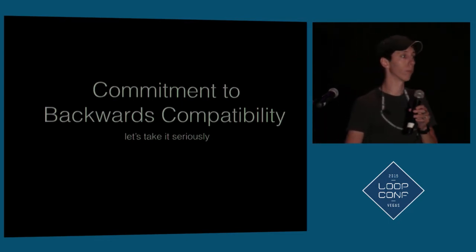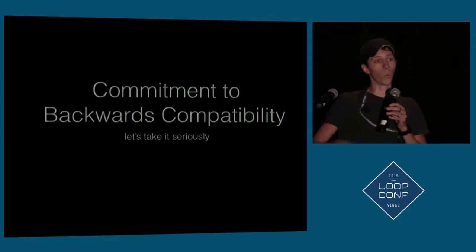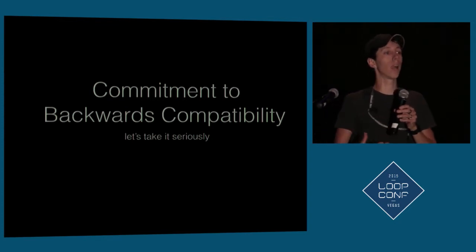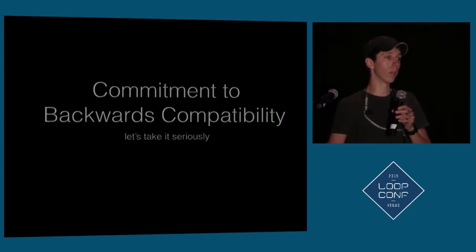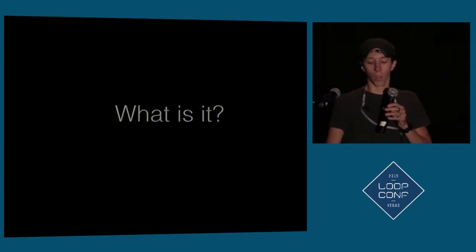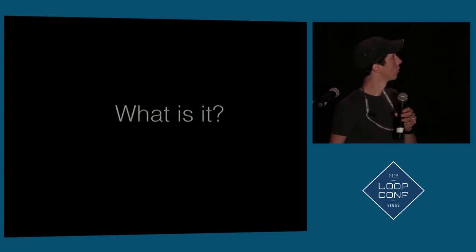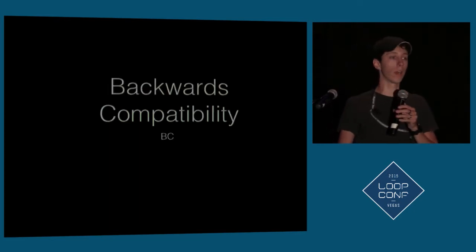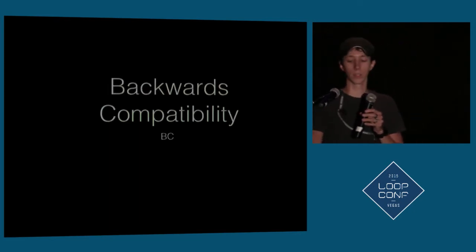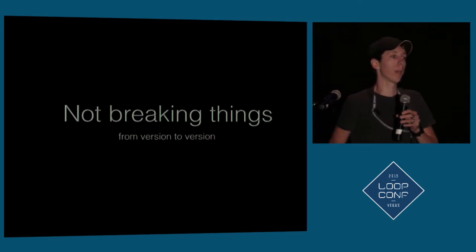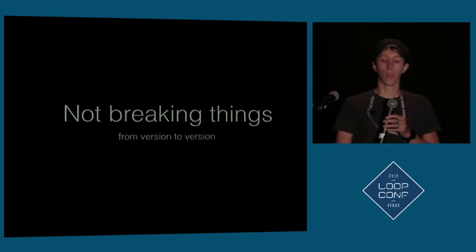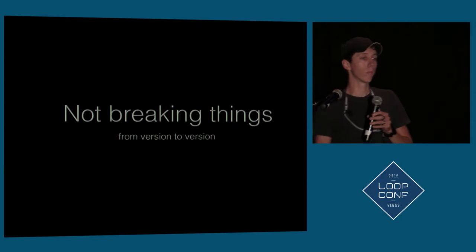We don't break sites during upgrades, and we try to build a good environment for other developers to work in, in our own code bases. So first of all, what is backwards compatibility? For your sake, in the slides I might refer to it as BC, that's what it is. But very simply, backwards compatibility is not breaking things. It's not breaking things from version to version.